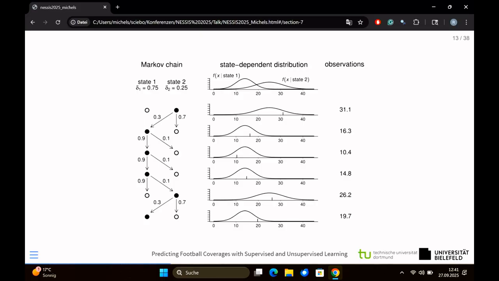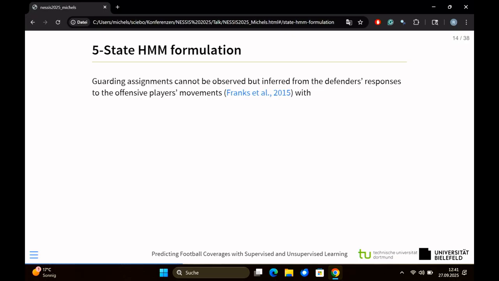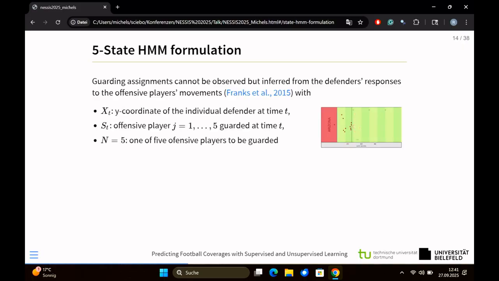And how do we transfer this now to our case? In our case, guarding assignments between defenders and offenders cannot be observed, but inferred from the defenders' responses to the offensive players' movements. If the offensive player moves, probably something happens in the defense. This is quite similar to a paper from 10 years ago by Franks et al., who did this in basketball.